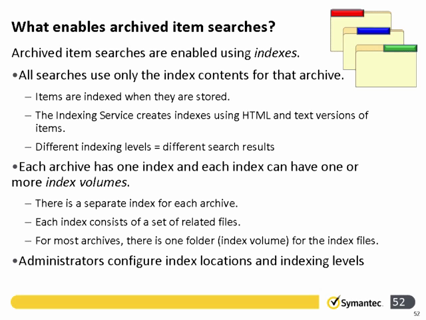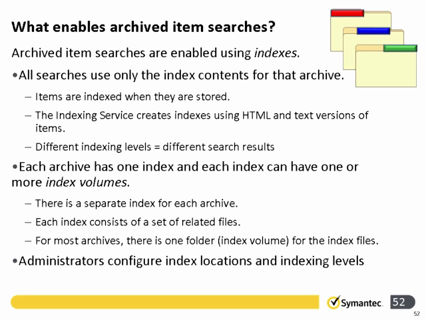What enables the items to be searchable? That's the indexes again. We've mentioned that several times, and we're going to keep reinforcing that item throughout the course. All searches use the index content for that particular archive. The items are indexed when they are stored. And again, we're going to have a little animation later on that's going to show you that process. When a storage service is going through the process of retrieving the item and placing it into storage, it's actually going to, as part of that, notify the indexing service so that we can create either an HTML and or text version of the document and have it indexed.